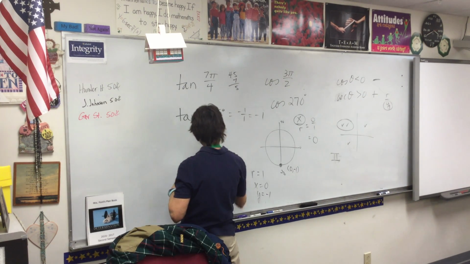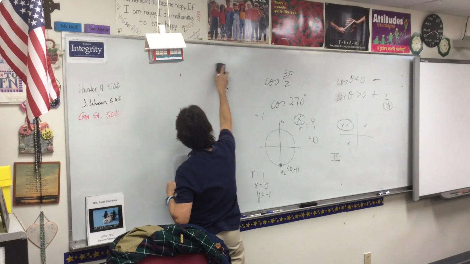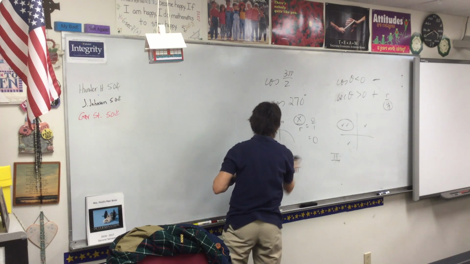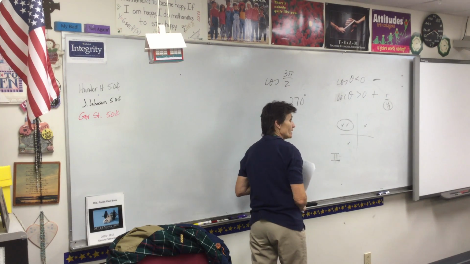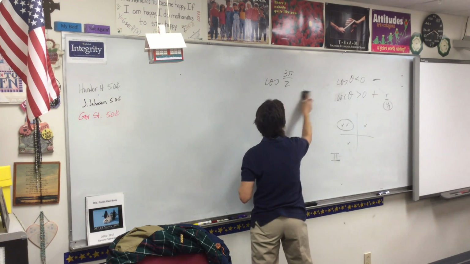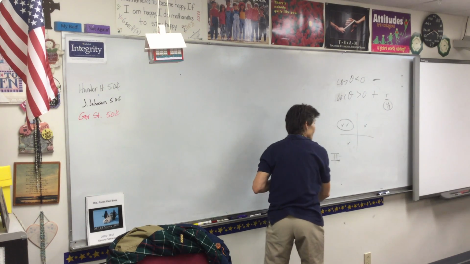Cosine, if you want to know the sign, the positive or negative of the cosine, you look at X. If you want to know the positive or negative of the sine, you look at Y.